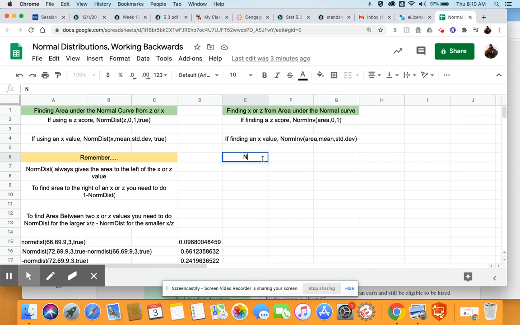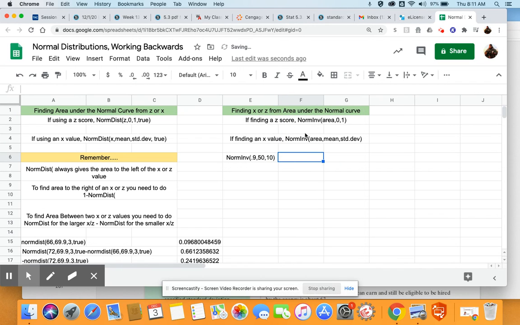So we'll type it right here, normal inverse. You don't have to capitalize the I, that's okay. All right, in this case, our mean was 50. Incorrect, we need to put our area in first. Now, they said top 10%, which means there's 90% left. Put it in as a decimal, 0.9. Mean of 50, standard deviation was 10. Okay, let's stretch that a little bit so it fits okay. So that's what our input is going to be.